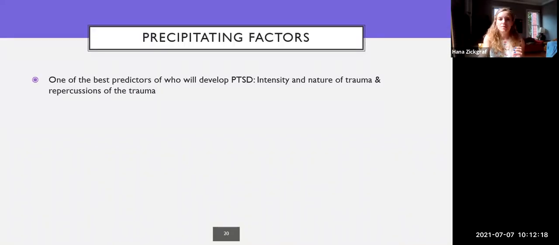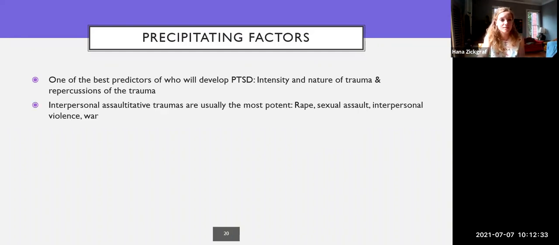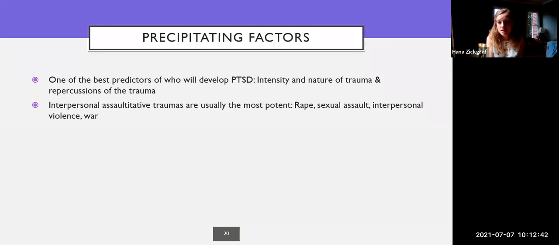So one of the best predictors of who will develop PTSD is really the trauma itself, how intense it was, and the aftermath. So the repercussions of the trauma, how much it affected someone's life, and how much their life was threatened, or how much they felt that their life was threatened. Interpersonal assaultative traumas are usually the most potent type of trauma. So rape and sexual assault, interpersonal violence, and military combat trauma, or POW trauma.